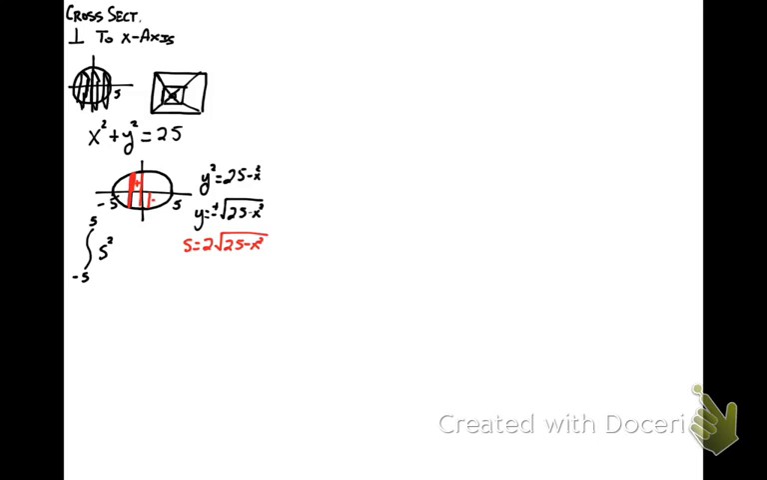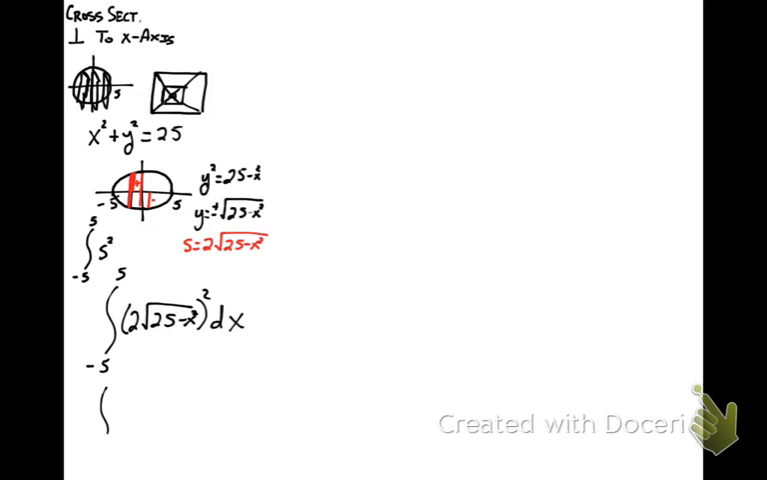Which means then we can integrate from negative 5 to 5 our side squared. So that would be 2 times the square root of 25 minus x squared, squared, dx. And there's some other things that we can do. I'm trying to keep this as simple as possible.